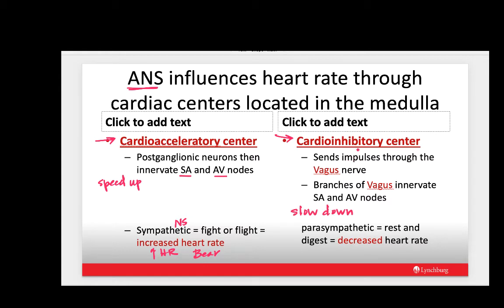And so that's what we see here. The cardioinhibitory center is going to send impulses through the parasympathetic branch of the autonomic nervous system. These fibers are going to travel through the vagus nerve. If you recall, the vagus nerve was cranial nerve 10, and branches of the vagus nerve are going to travel down and innervate the SA and AV nodes. Since this is the parasympathetic division, this is now rest and digest. We're going to have a resulting decrease in heart rate, because when we're laying on the sofa watching TV, our heart rate can be nice and slow, and we're fine with that. But that's through the cardioinhibitory center.